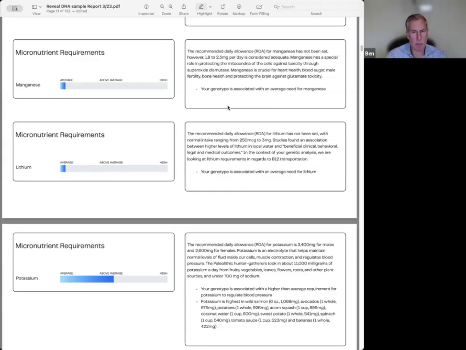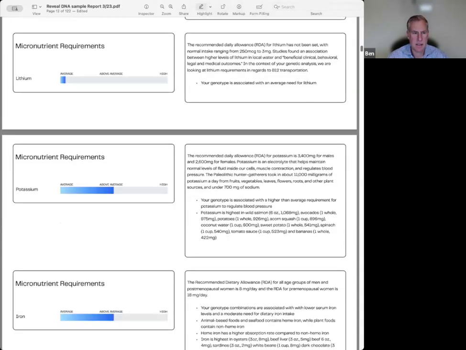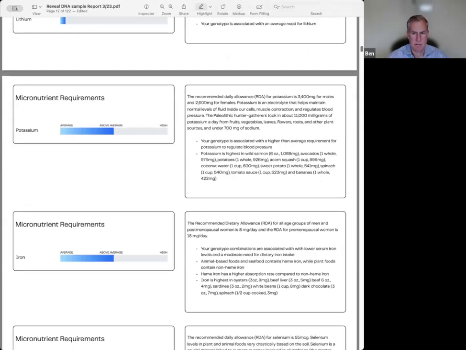So again, I want you to note that when something comes in average, you don't have to spend any time here with the patient. You don't have to do any health detective stuff. You just move on to the next thing that's above average or high. And in this case, it's potassium.